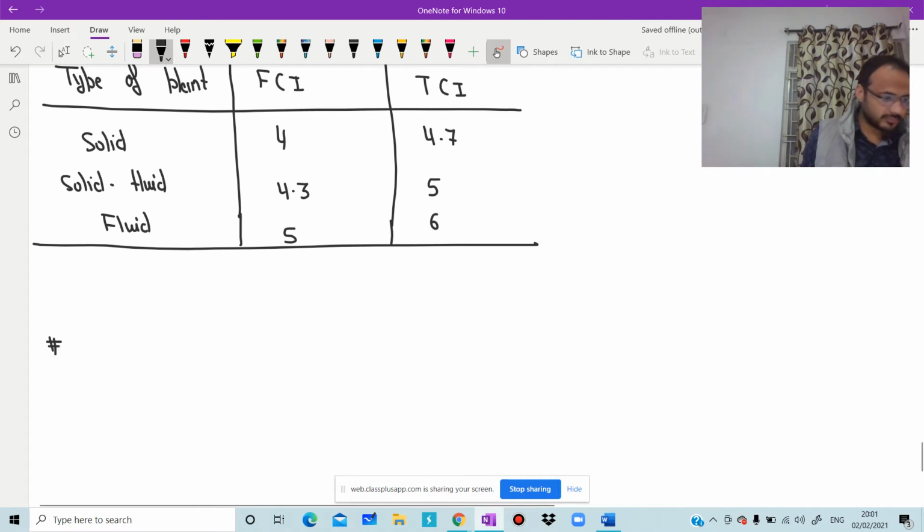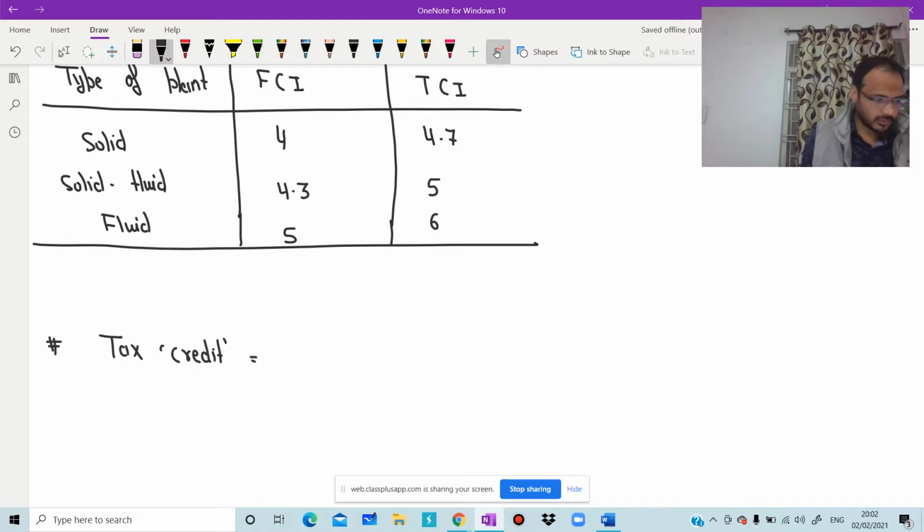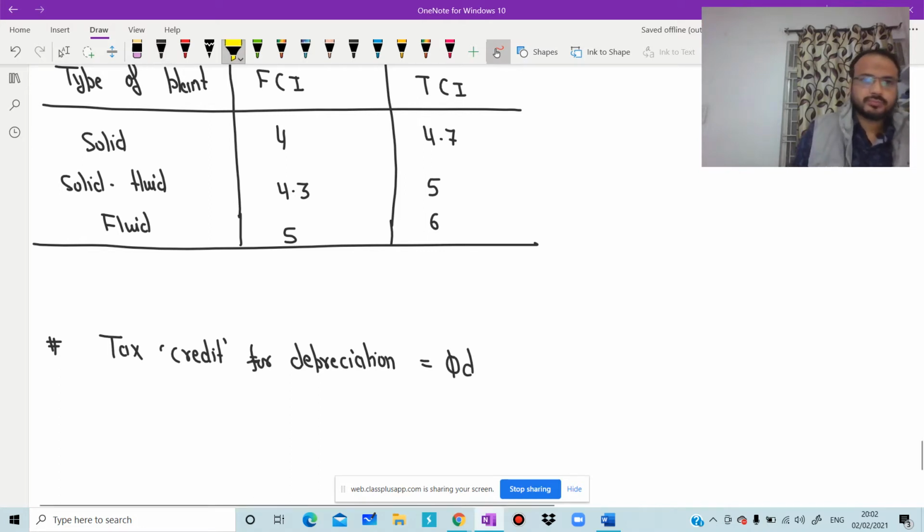Write down next point. There is a term tax credit. Tax credit for depreciation. That is 5D, important one.